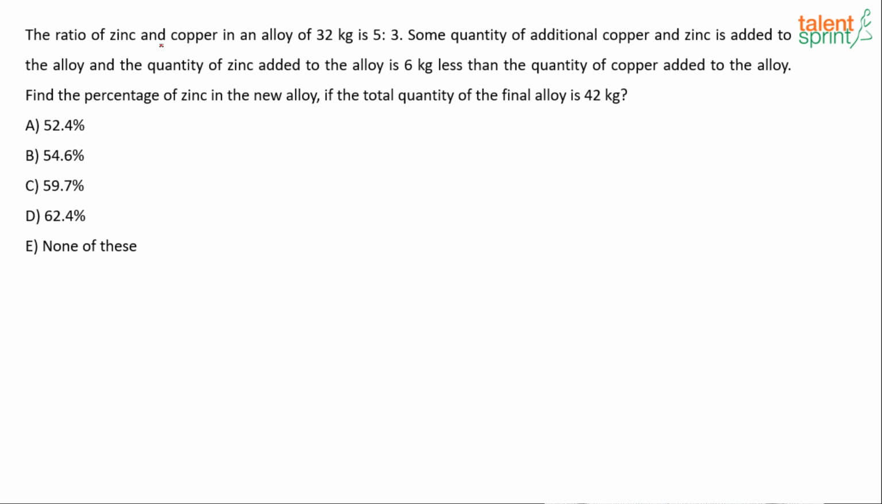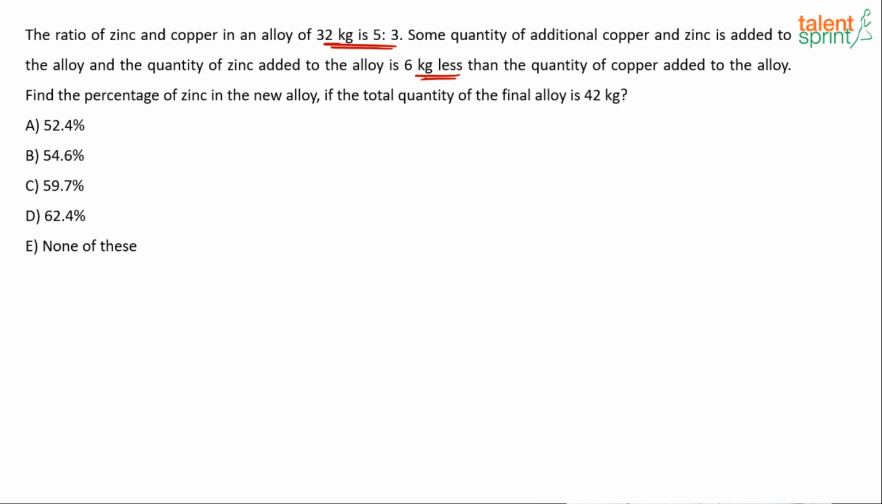The ratio of zinc and copper in an alloy of 32 kg is 5:3. Some quantity of additional copper and zinc is added to the alloy, and the quantity of zinc added to the alloy is 6 kg less than the quantity of copper added to the alloy. Find the percentage of zinc in the new alloy if the total quantity of the final alloy is 42 kgs.